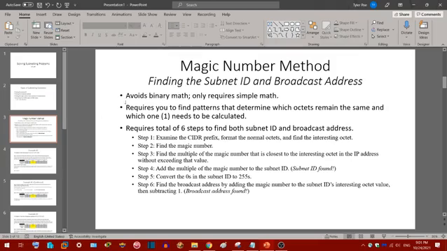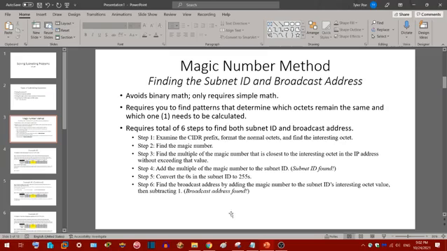This method is really good because it helps you avoid the binary math. That's all that complicated math stuff with base 2. It pretty much avoids all of it and only requires very simple math, subtraction in fact. It requires you to find patterns and determine which octets remain the same and which one, just one octet, you need to calculate. I'll show that in a minute, but there are a total of 6 steps to find both the subnet ID and broadcast address.